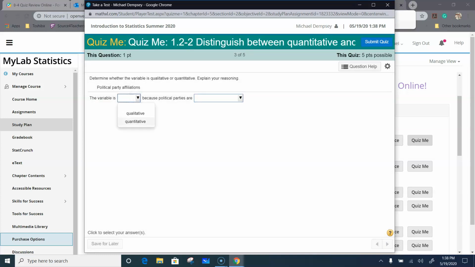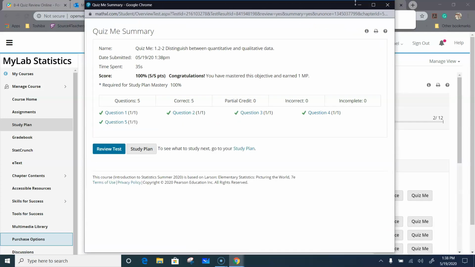Political party, that's qualitative, right? Because those are attributes or labels. And types of trees in the park, again, that's going to be qualitative because those are attributes or labels. We can't really measure those with numbers. Breeds of dogs, again, qualitative. Those are attributes or labels. So those are the types of questions you can expect to see on the Test 1 online.